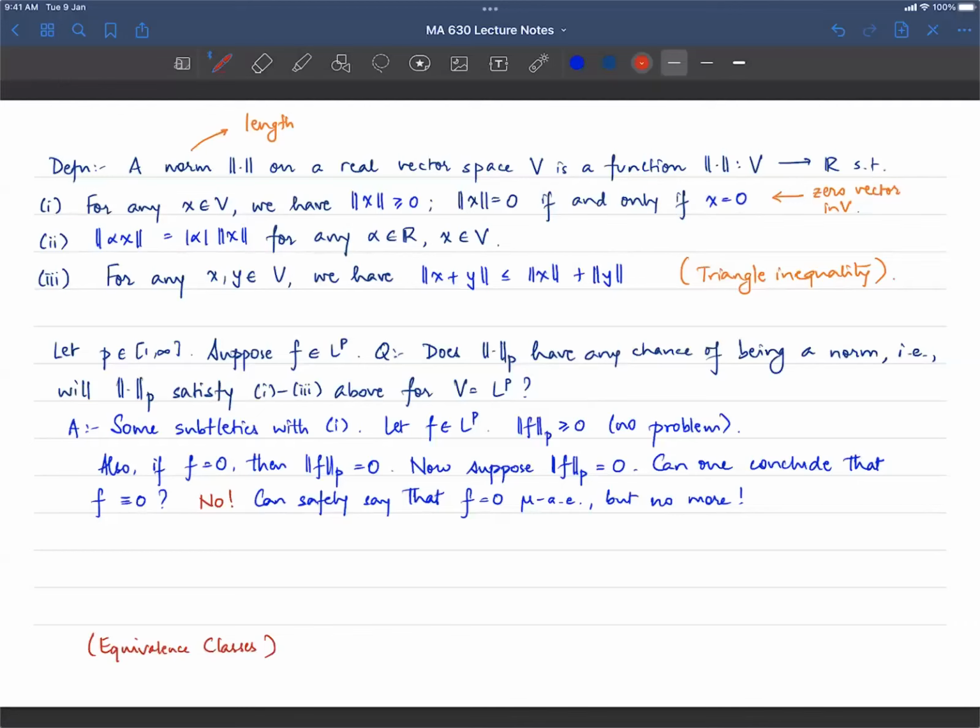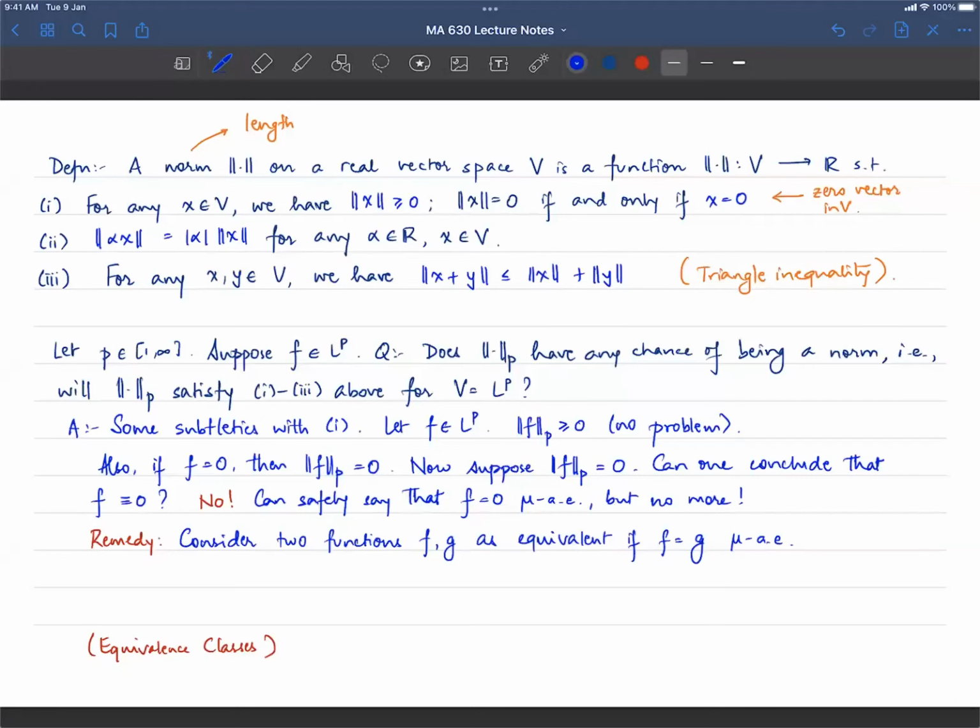Okay, so if you want to do it really properly, you should probably think of equivalence classes, but we'll try and keep it simple here. So what we'll do is the following. Here's the remedy. Consider two functions. Again, these are measurable functions, okay? We are not allowing anything non-measurable into the arena at all. Consider two functions f, g as equivalent if f equals g, mu almost everywhere.